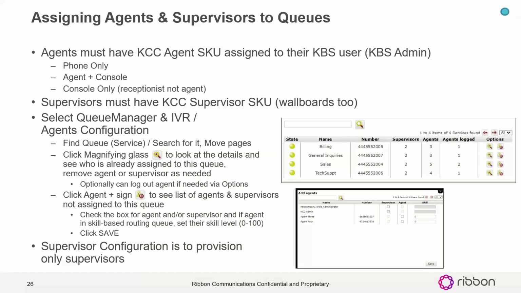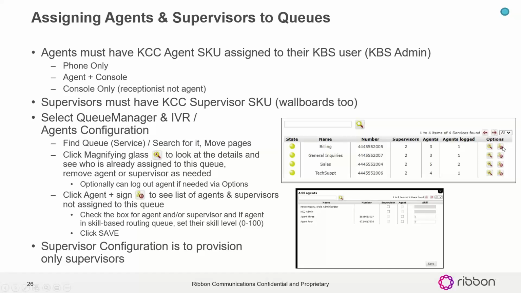Each of those, including wall boards and TV monitors that you may have up, those are all SKUs assigned to those users. And when those are assigned, then you can go into the agent configuration on the left-hand margin, and there are two little icons here. One has a magnifying glass, and one has a plus sign. The magnifying glass will allow you to see more detail, so you'll see who is actually assigned to this from an agent and a supervisor capability.